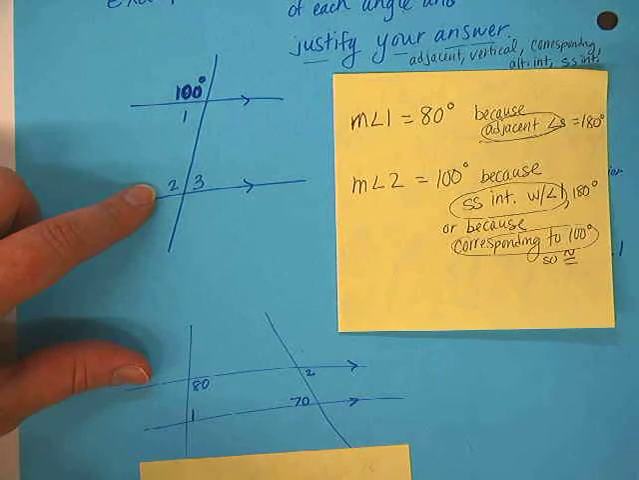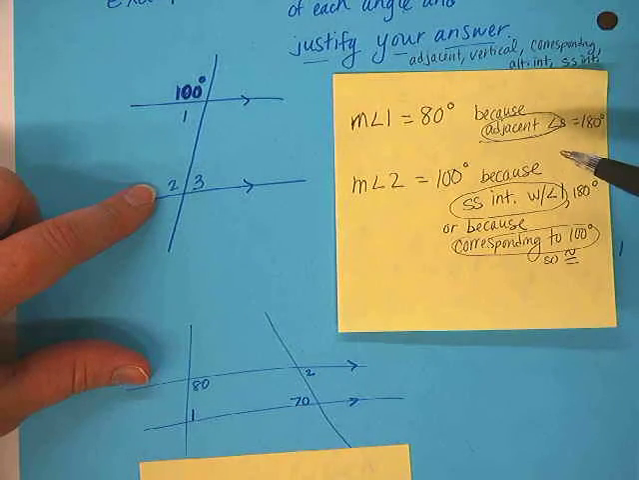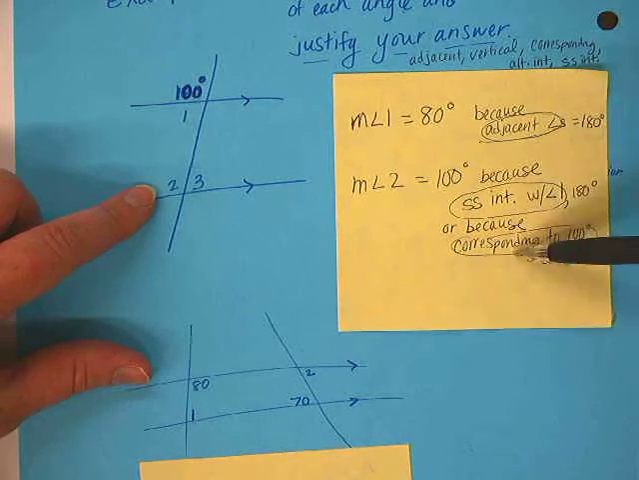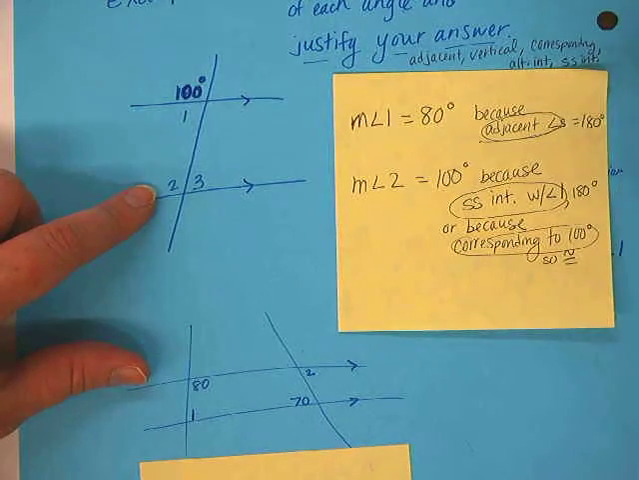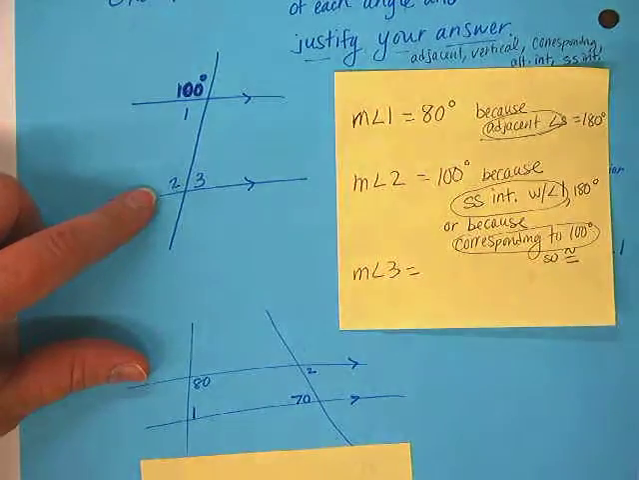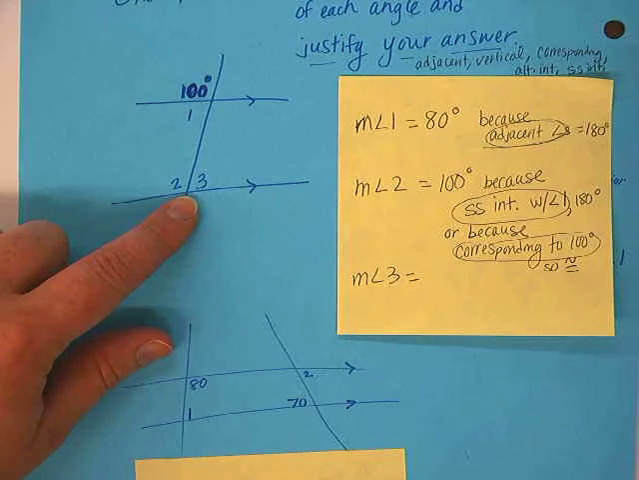In your book, the way it says it is, name the postulate or theorem that proves your answer. So instead of actually writing out the postulates and theorems that we wrote out on your notes, all I need from you is the names of the angle pairs that apply. Okay? Alright, let's do the measure of angle 3.